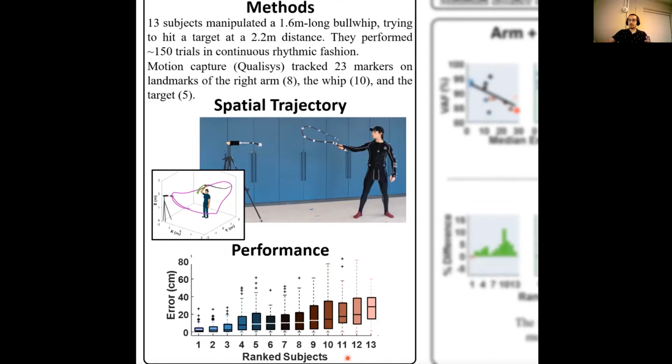And looking at the performance across participants, we see that there is a wide range of performance, with some participants performing really well across all trials, while others had a higher hitting error in most of their trials.